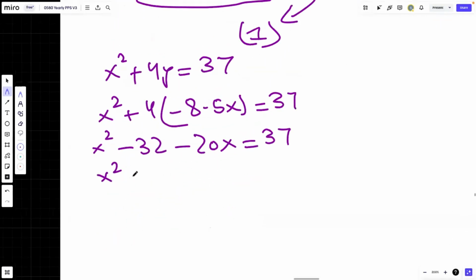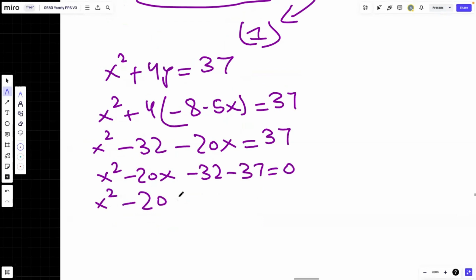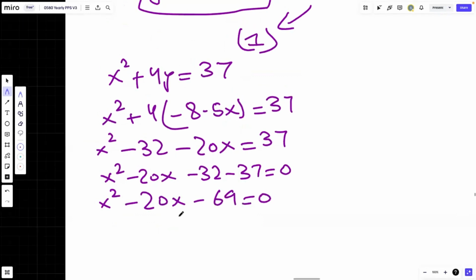Rearrange them. X squared minus 20x minus 28 minus 37, as it also comes to this side. Next up you have x squared minus 20x. This is minus 65 equals 0.